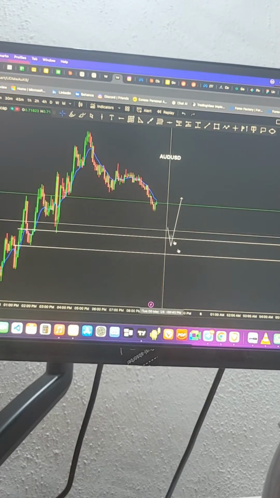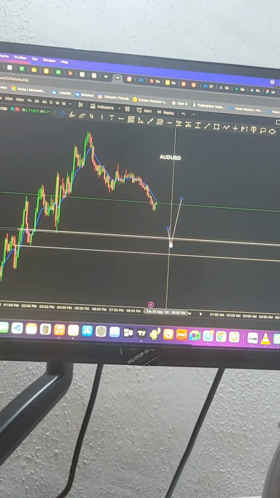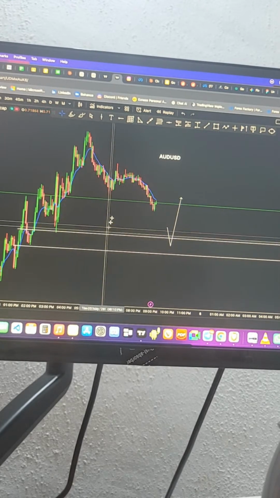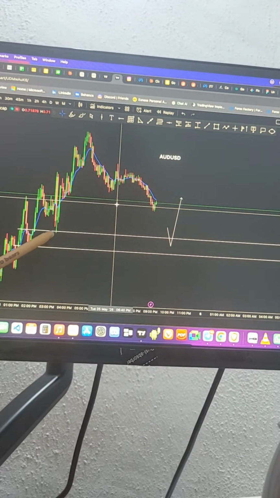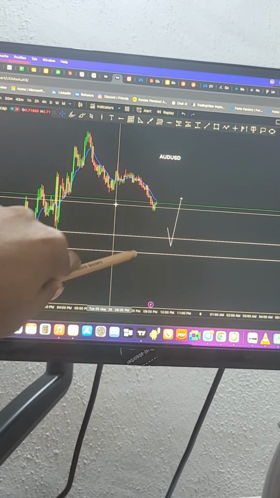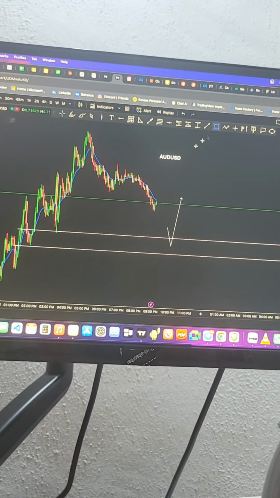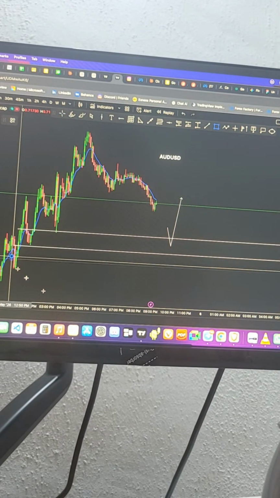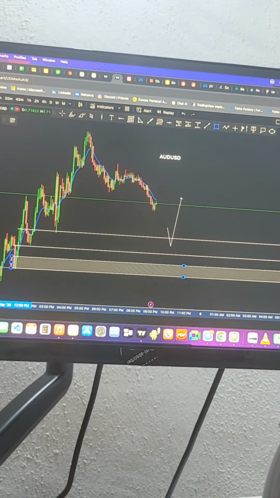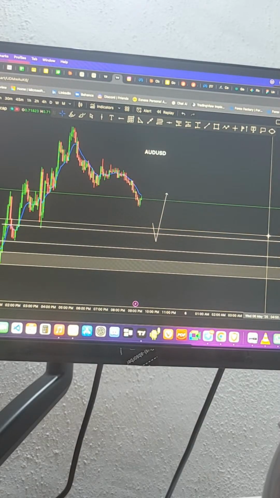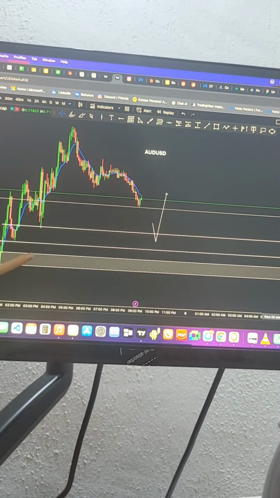I would like to get involved in this trade from around here when price takes out this click here. So price might use here as inducement. We tap into this zone, and if this zone is not able to hold price, then this definitely should be able to hold price. So this is my area of interest.